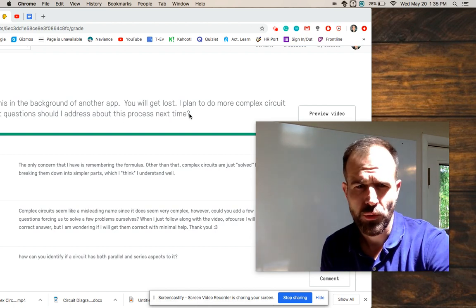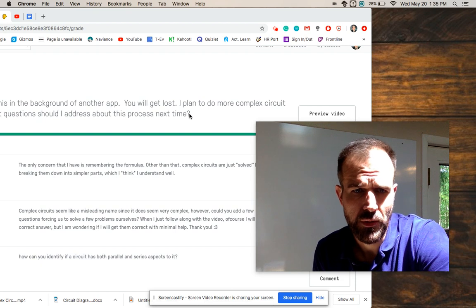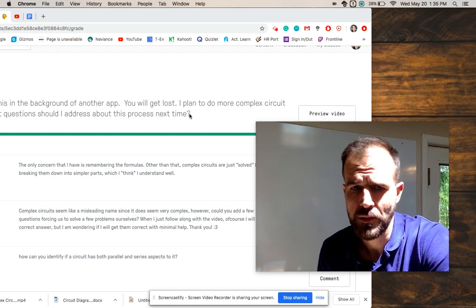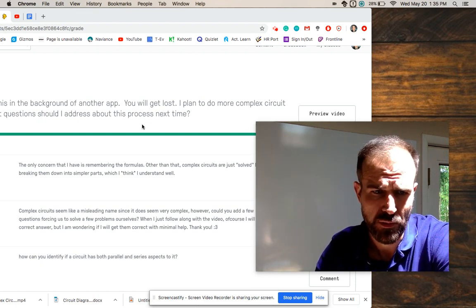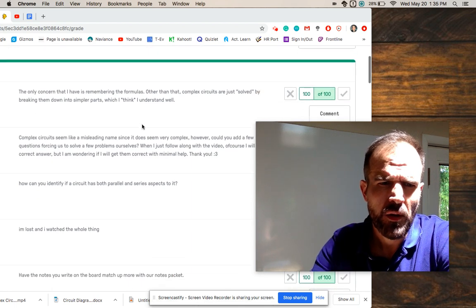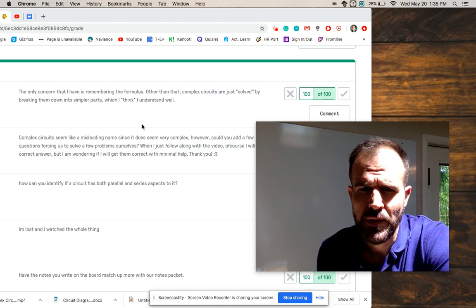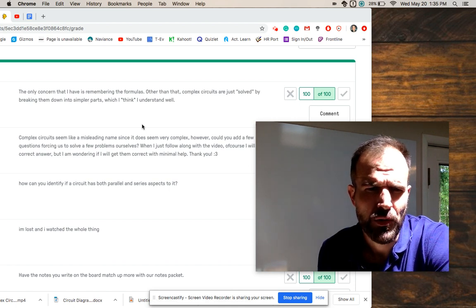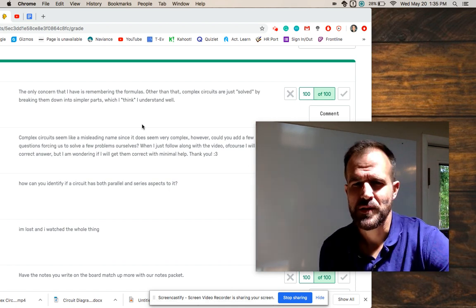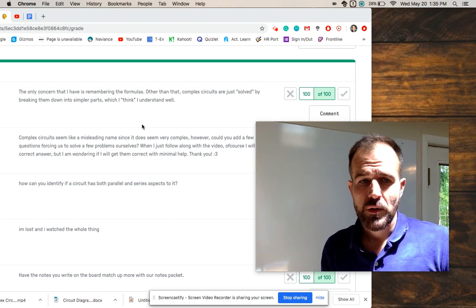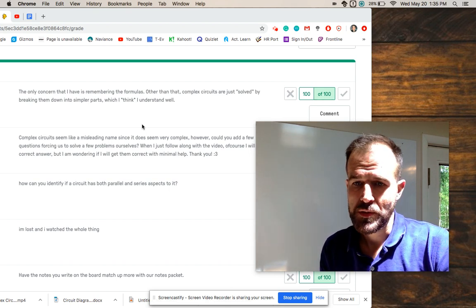I just wanted to check out some of the questions and feedback I got from the circuits ed puzzle. So here we go. The only concern that I have is remembering the formulas. Other than that, a complex circuit is just solved by breaking it down into simpler parts, which I think I understand as well. Cool. Luckily, not having to remember the formulas.